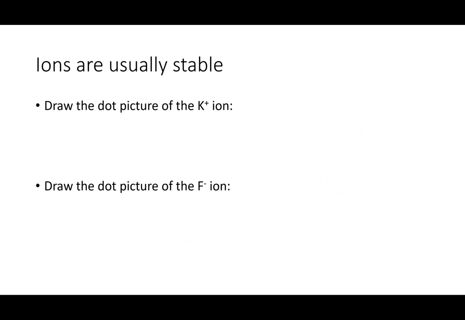Ions are usually stable because they either gain or lose as many electrons as they need to in order to complete their octet. So draw the dot picture for the potassium plus ion, and then draw the dot picture for the fluorine minus ion. Pause the video, take a moment to do this, and then press play when you're ready.